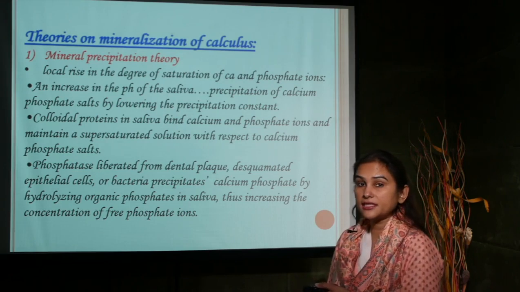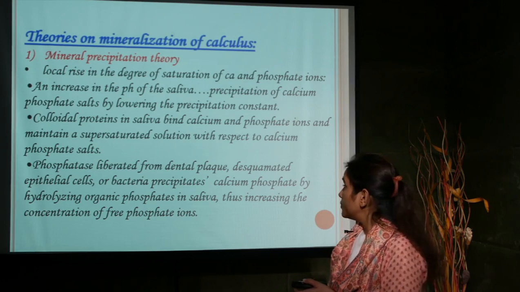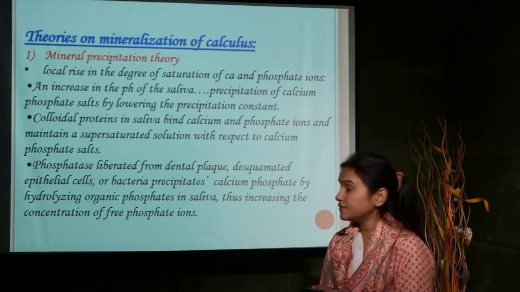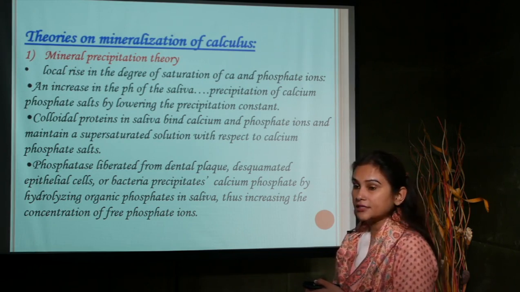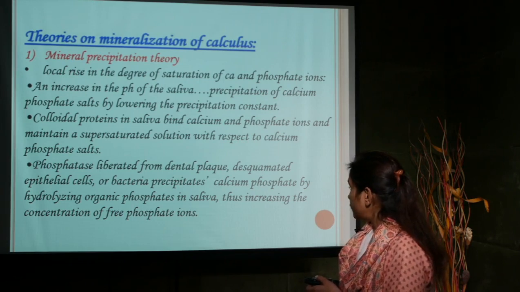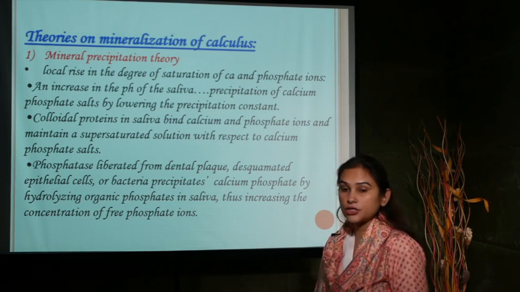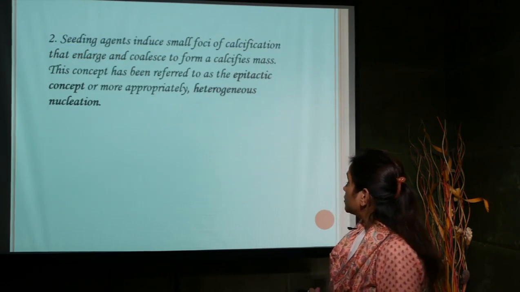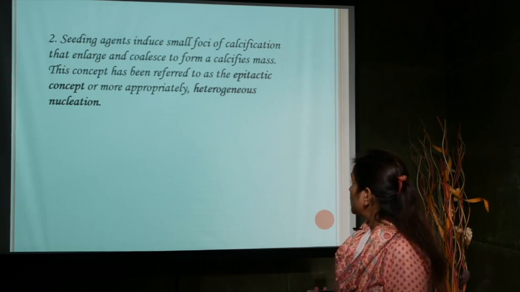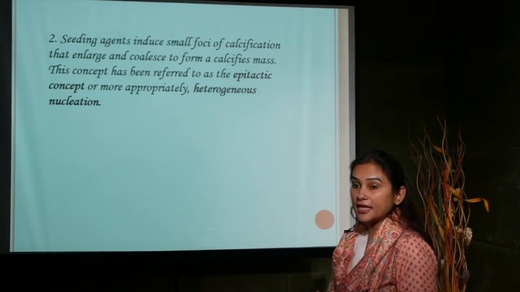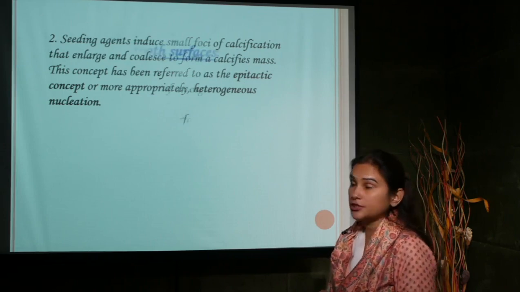The colloidal proteins present in the saliva bind calcium and phosphate ions and maintain a supersaturated solution with respect to calcium phosphate salts. Phosphatase liberated from dental plaque, desquamated epithelial cells or bacteria precipitates calcium phosphate by hydrolyzing organic phosphates in saliva, thus increasing the concentration of free phosphate ions. Now, the seeding agents induce small foci of calcification that enlarge and coalesce to form a calcified mass. This concept has been referred to as the epitactic concept, or more appropriately heterogeneous nucleation.